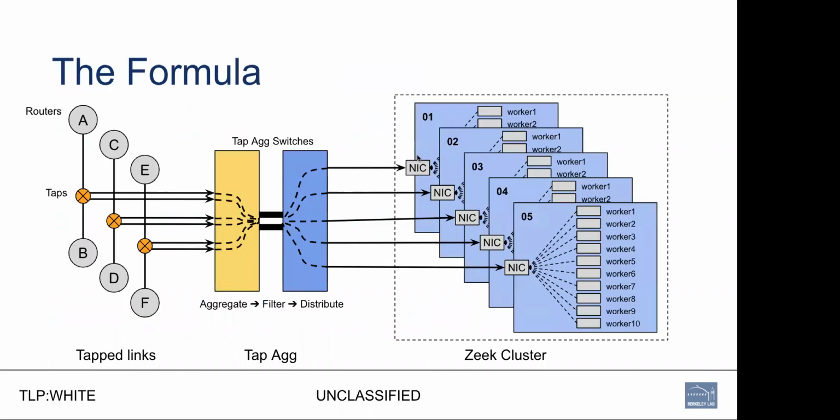So the formula is we've got links between network devices. We can install taps on those links, get copies of traffic out of those taps, put it into TapAg, do manipulation on that traffic, and then send it off to a tool like Zeek or a Zeek cluster if you're load balancing across multiple nodes.